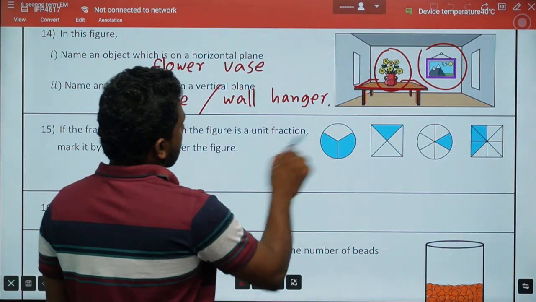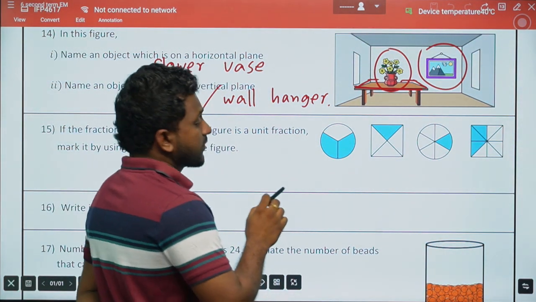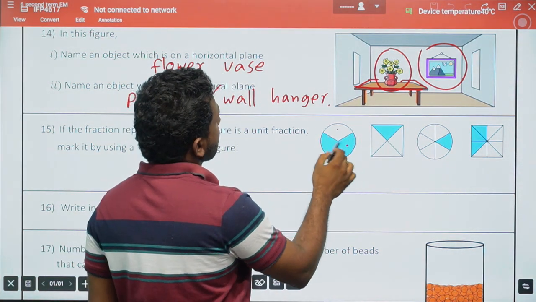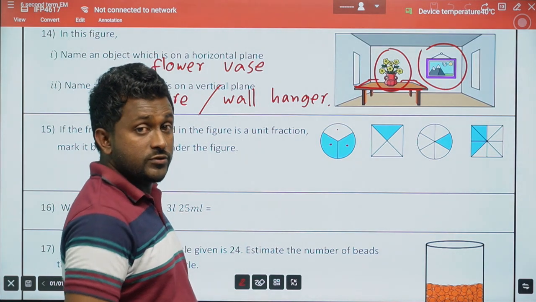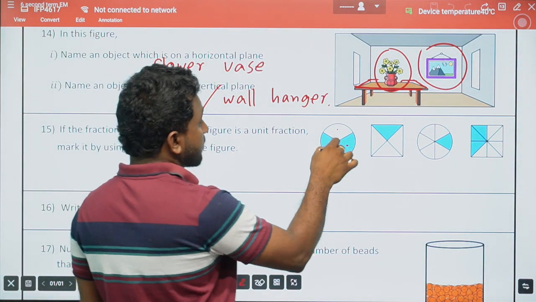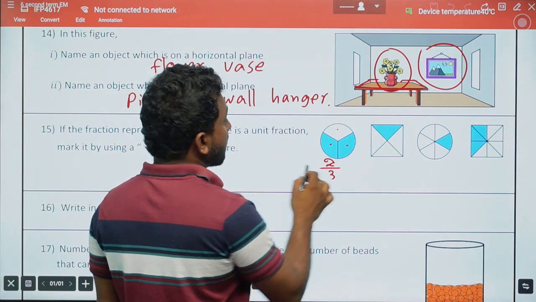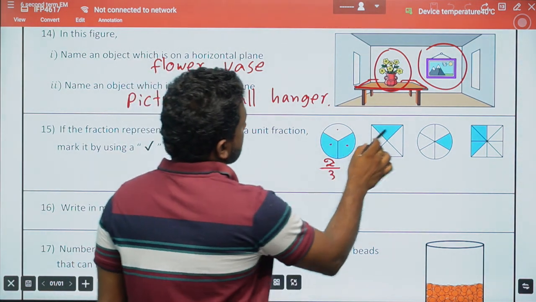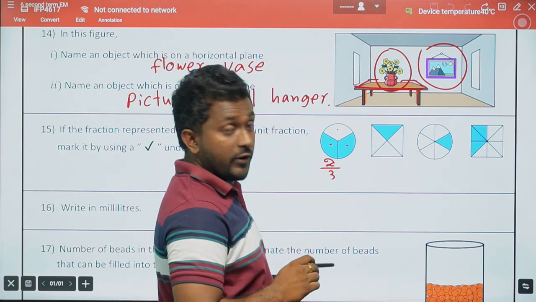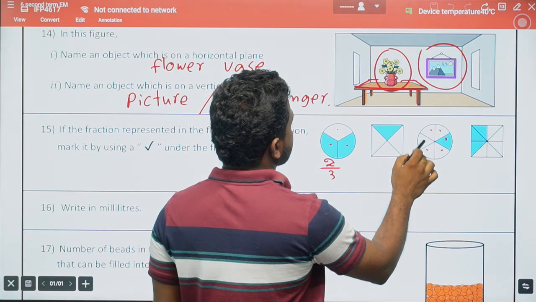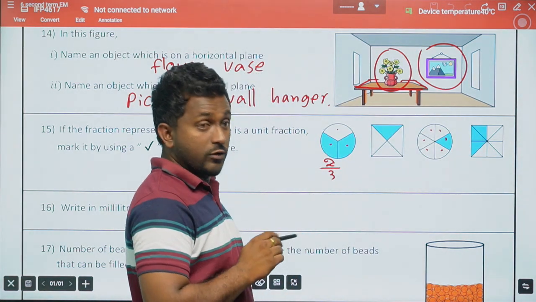So, what is this one? What is the fraction represented by this figure? This figure is divided into 3 parts, yes, and 2 of them are shaded. So, we can write it as 2/3, yes. This one, 1/4. This one, how many parts are there? 1, 2, 3, 4, 5, 6. We can write it as 1/6.